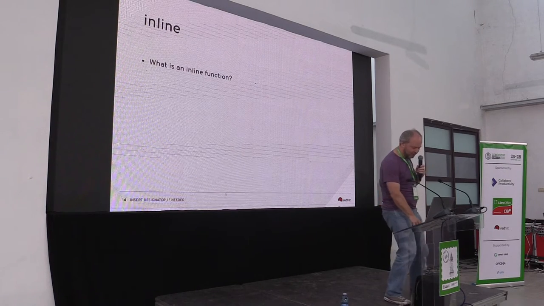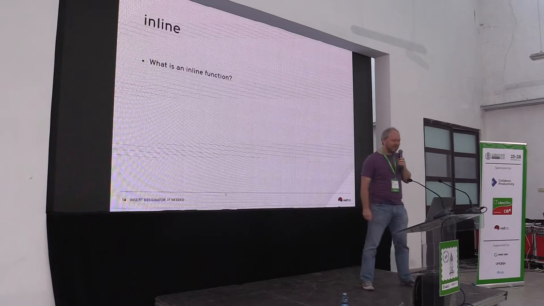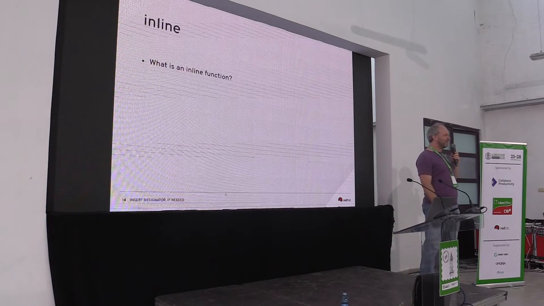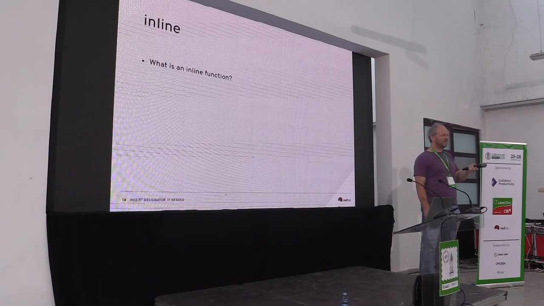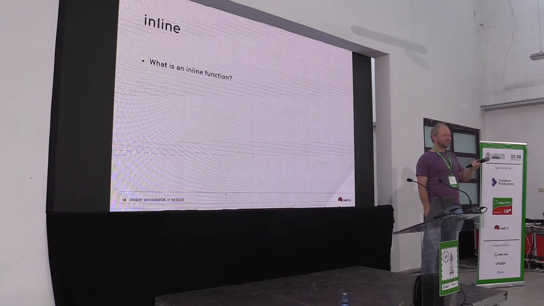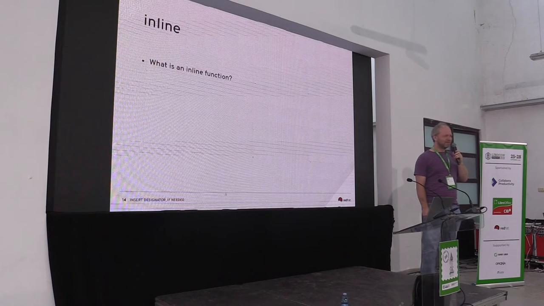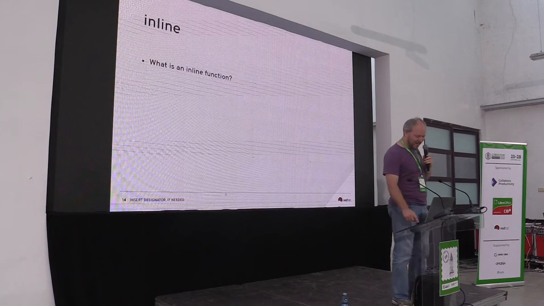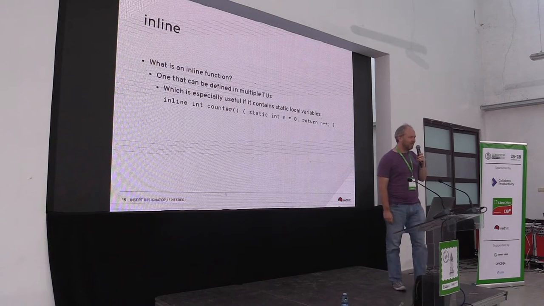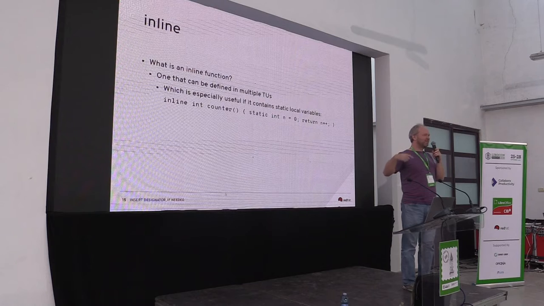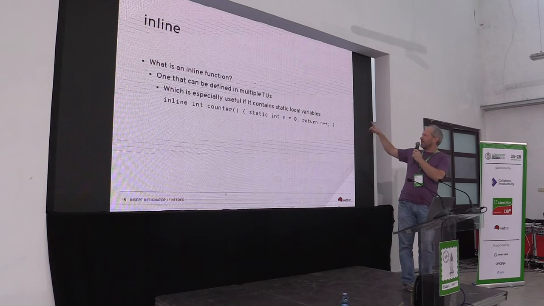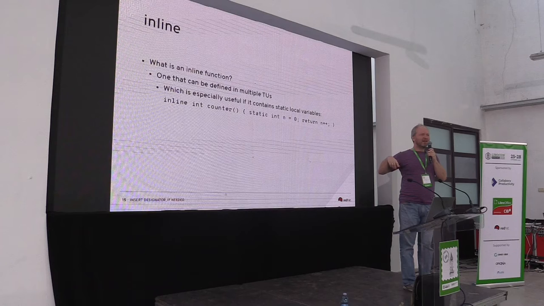We have to hurry to get through all the exciting topics. Next topic, inline. What's an inline function? It is defined in the header so that it can be included multiple times. It's not about inlining anything. It is more about having that one function defined in multiple places. So multiple translation units, as they are called technically, can contain the same definition.